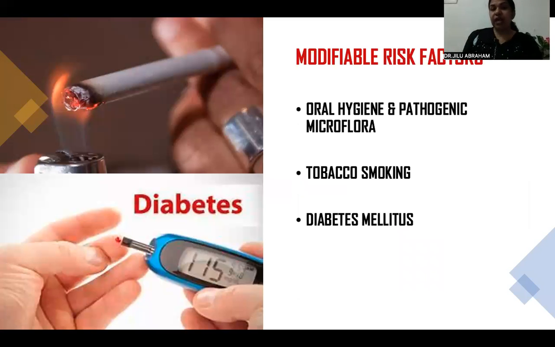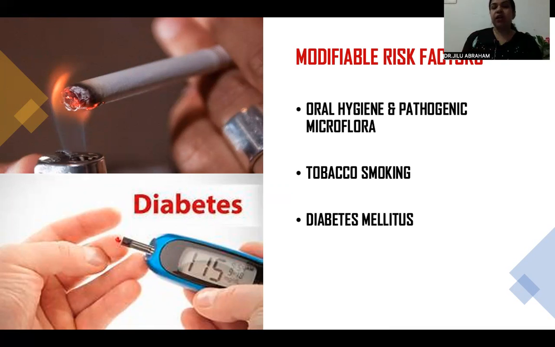Modifiable risk factors include oral hygiene and pathogenic microflora. These include bacterial species such as P. gingivalis, Actinobacillus actinomycetemcomitans, and Tannerella forsythia. All of these are responsible for evasion of the host response and periodontal breakdown. So the reduction of this pathogenic load can improve health. This can be considered a modifiable risk factor because we can modify that factor.